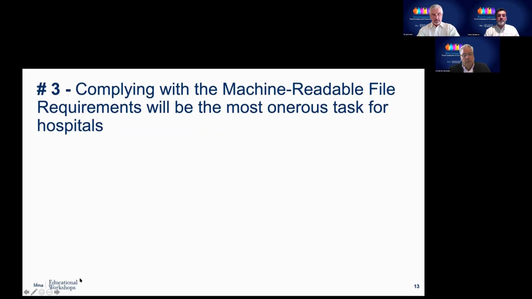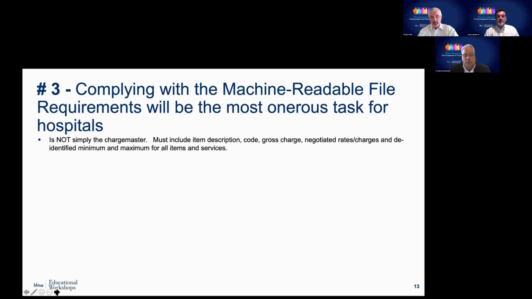Moving on to number 3. Complying with the machine readable file requirement is really the most onerous task as we see it that hospitals are going to need to put in place. It's not simply the charge master, as I mentioned before, but it includes item description, the code, any gross charge, the negotiated rate or charges, and also the de-identified minimum and maximum for all items and services.